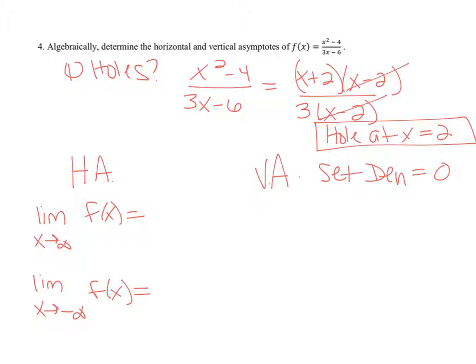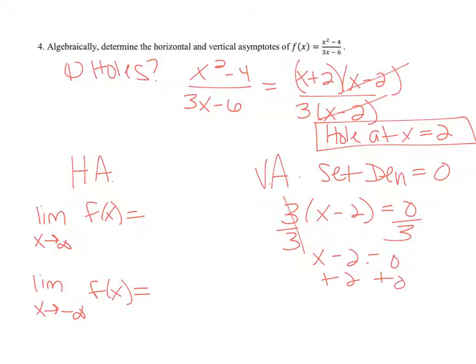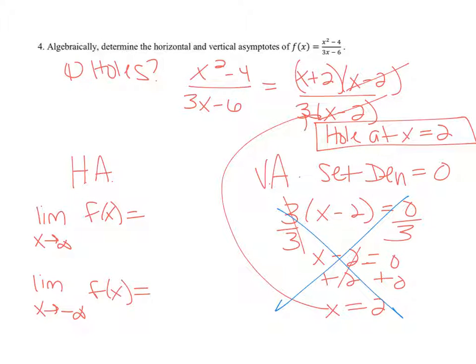Meaning that when I set this denominator equal to 0, and you end up getting x minus 2 equals 0, and you solve for x, this is not a vertical asymptote because it's the hole. So really, there is no vertical asymptote because what's left in the denominator is 3. If you set 3 equal to 0, can that ever happen? No. So there is no vertical asymptote for this graph.